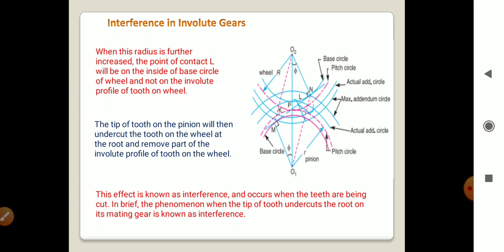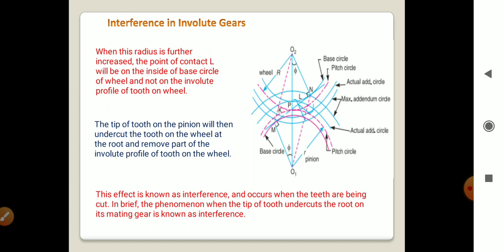This effect is nothing but what? Interference of the wheel. So this effect is known as interference and it occurs when the teeth are being cut. In brief, the phenomenon when the tip of a tooth undercuts the root on its mating gear is known as interference.